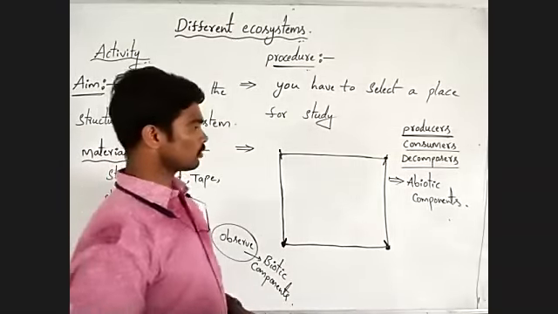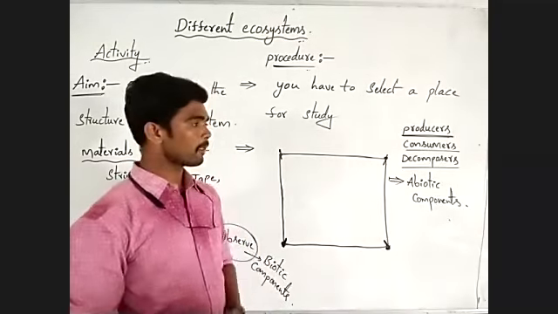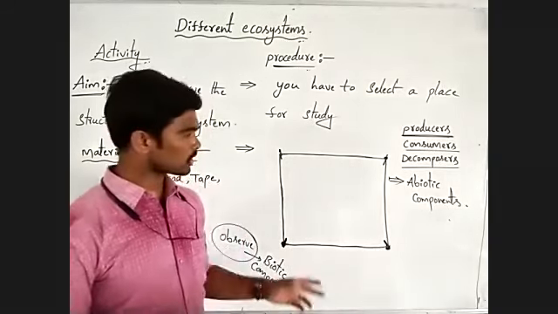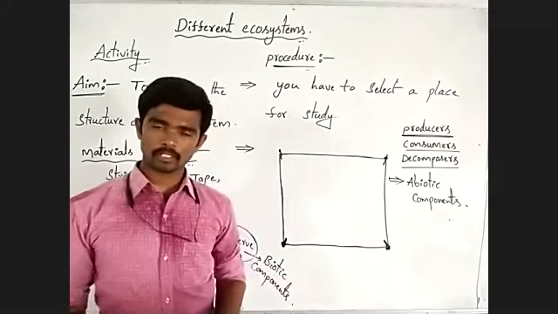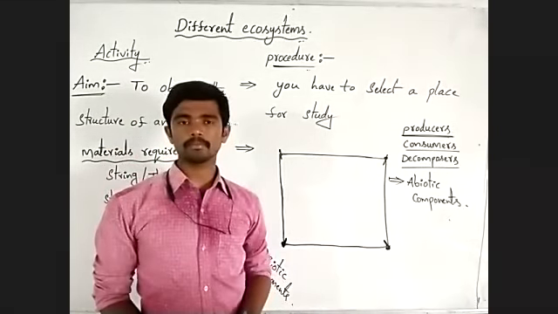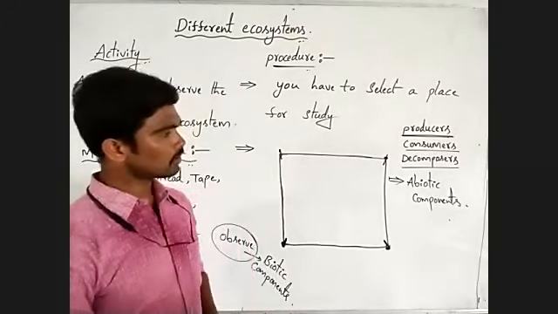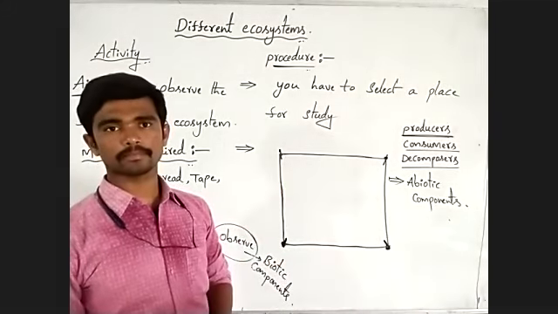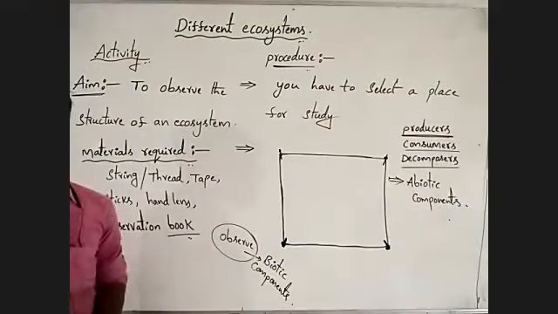And you have to record all the data in the observation notebook. And you have to make this type of square meters in different types of regions, and identify the structure of different ecosystems: structure of grassland ecosystem, forest ecosystem, desert ecosystem, aquatic ecosystem, like this. You have to make the entire data of the different ecosystems. Are you understanding? Okay, this is the activity.